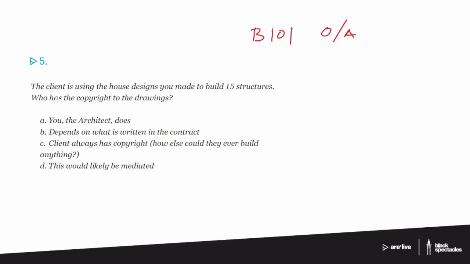So the answer is, well, it depends on what's going on in the contract. Because A is not necessarily true. It's certainly the background truth, but it's not something you could say with 100% surety. C, the client always has copyright. First of all, anytime you see the word always, be nervous, because the client doesn't always have copyright. They always have the right of use, which is different from copyright. They have the right of use for that project at that location. And if you hand over copyright in the contract, they have it. And then D, this would likely be mediated. Maybe that's true, but mediation would only really work if the contract was still moving forward. So that one's not really part of the game either.